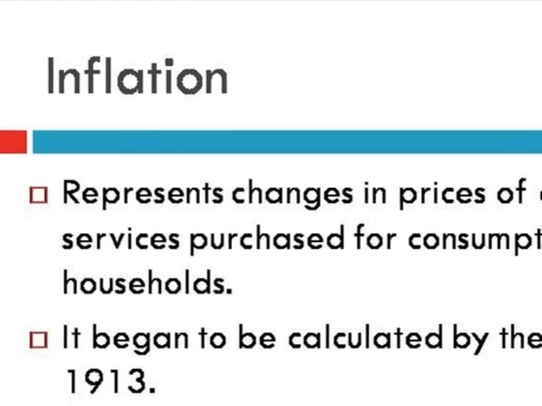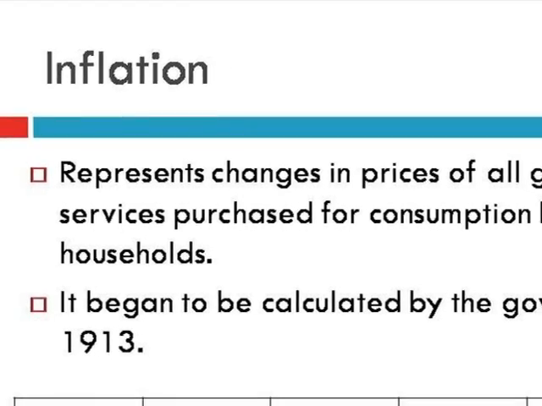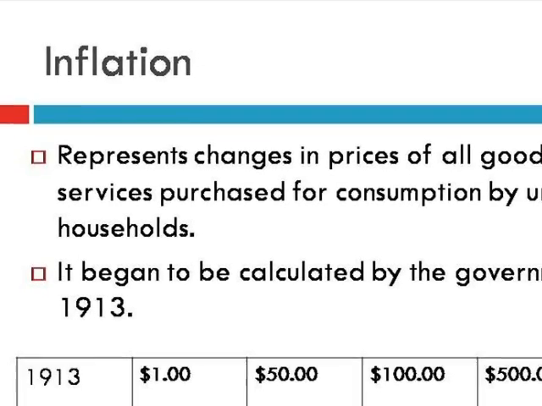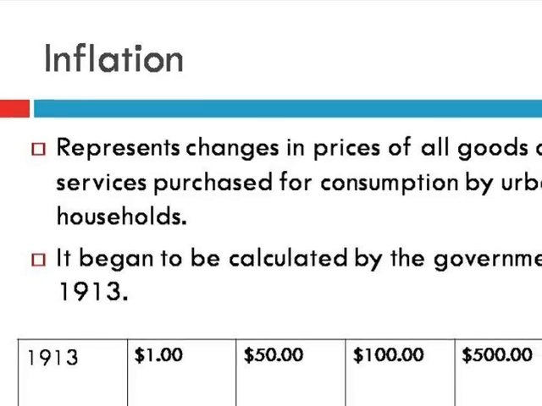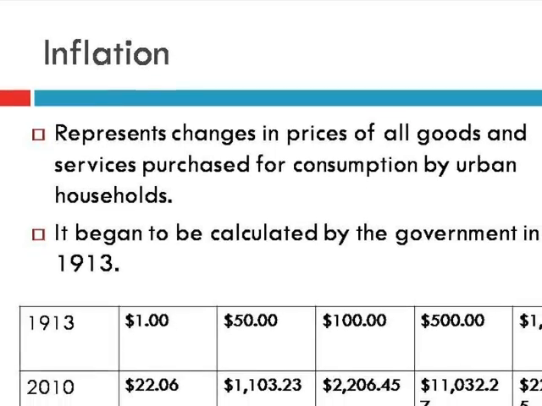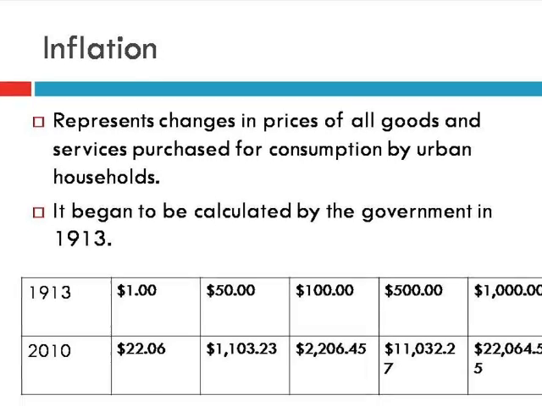For example, $1 in 1913 is the equivalent of $22.06 now. So that would mean that $1,000 then is $22,064.55 now, which is equal to college tuition in most areas.